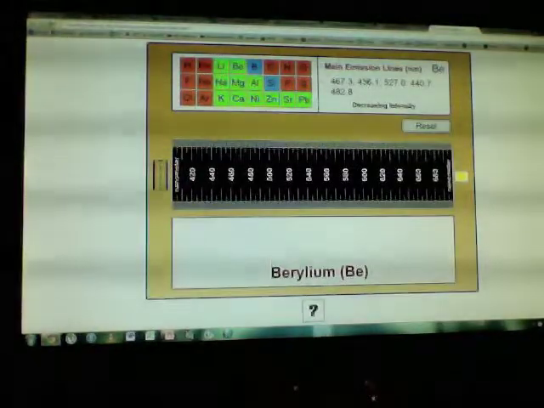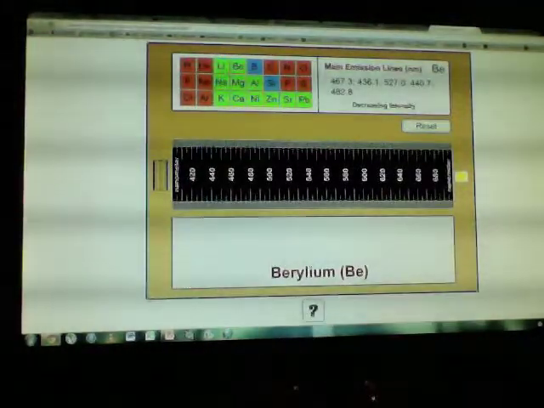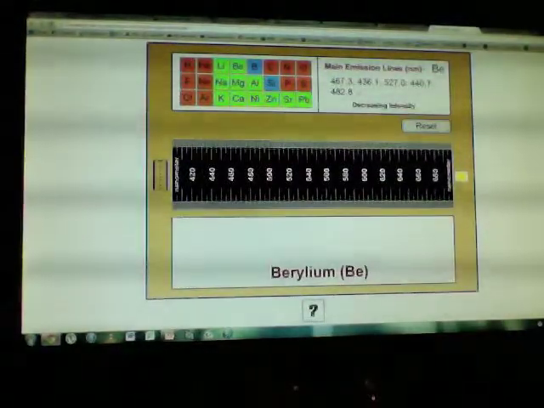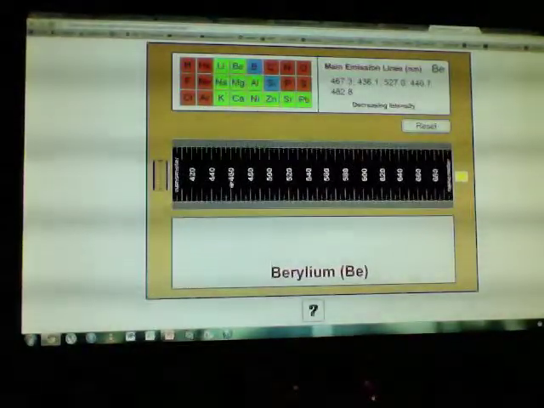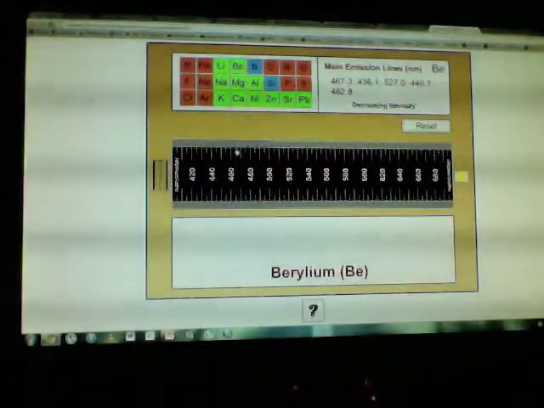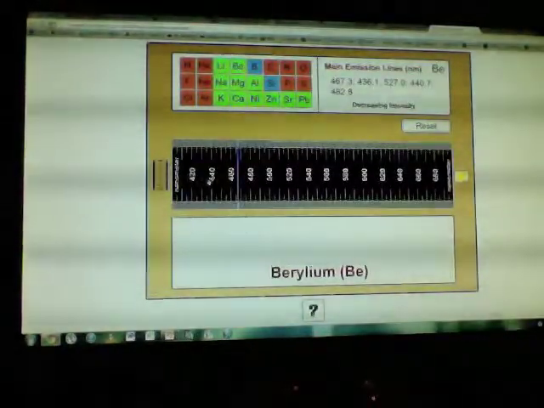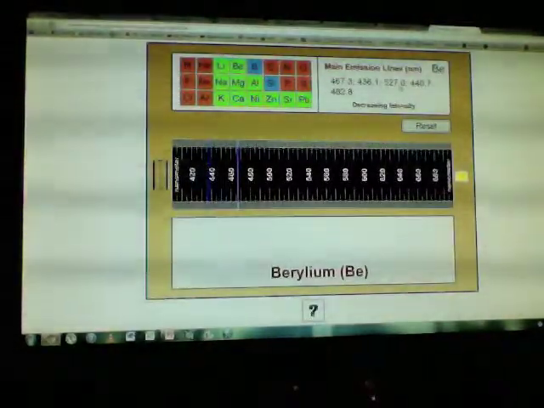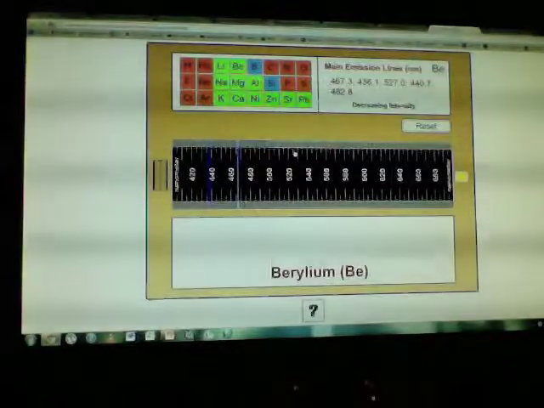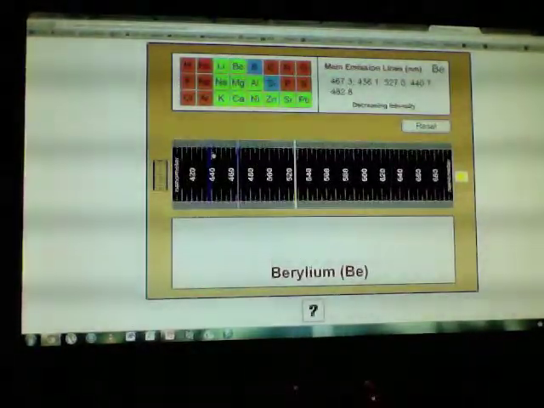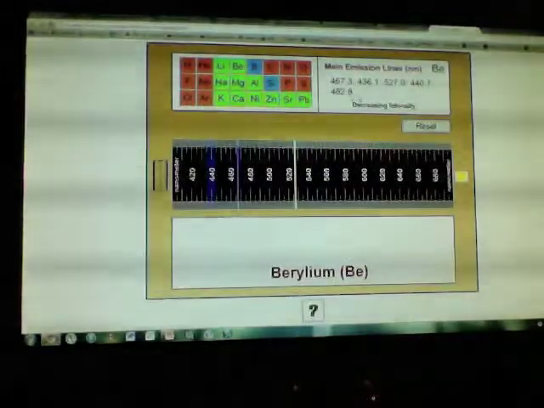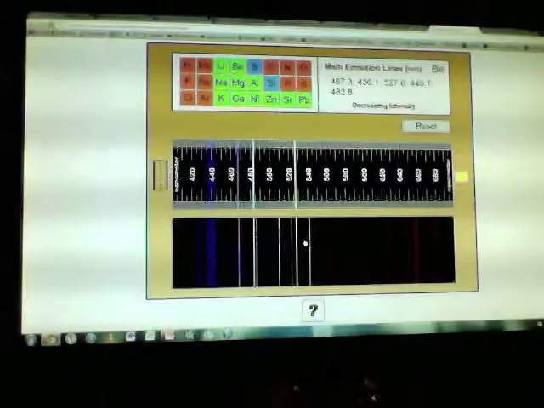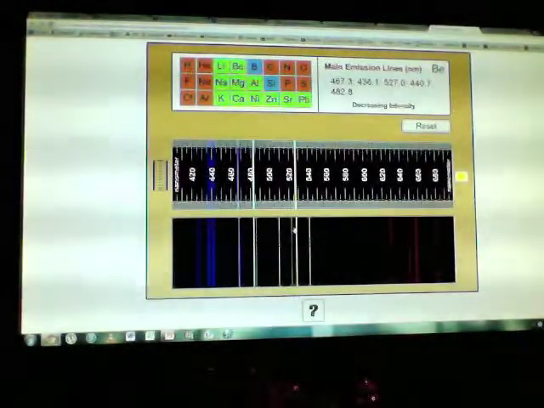We could try this. Emission lines of beryllium, it releases one line at 467.3 nanometers. So let's go to 467.3. Now 436.1, that's probably over here. Yep, and then we have 527.0, yep, and then we have 440.7, and we could go somewhere there, and we've got 482.8. And we could compare to the actual spectrum, and you know, pretty good, not bad actually.